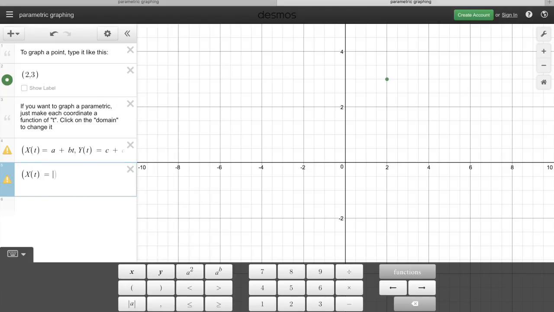The other general parametric equation we need is the one for a circle, which is x of t is equal to r times cosine of t, and y of t is equal to r times sine of t, where r is the radius of the circle.